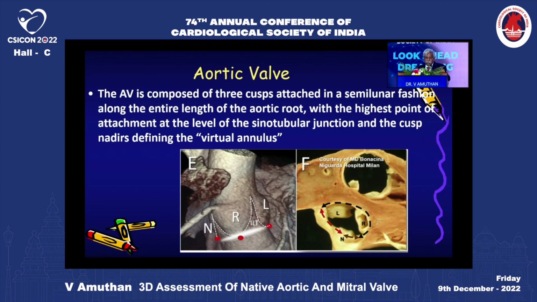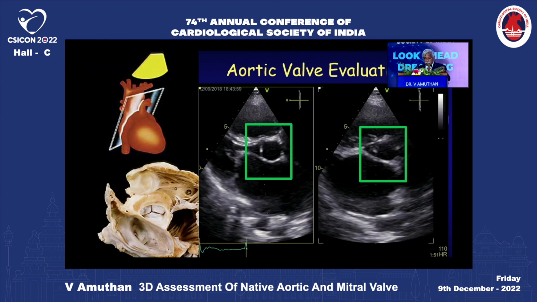So now coming to the aortic valve, it is composed of three cusps, which all of us know, and a lot of interest is here in the 3D TE imaging because of the interventional cardiologists who require the transesophageal technique right at their cath lab. So this is composed of three cusps attached in a semilunar fashion along the entire length of the aortic root, with the highest point of attachment at the level of the sinotubular junction, and cusp nadirs defining the virtual annulus. It is the virtual annulus.